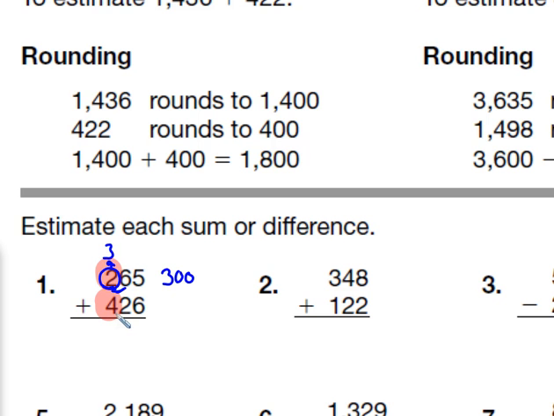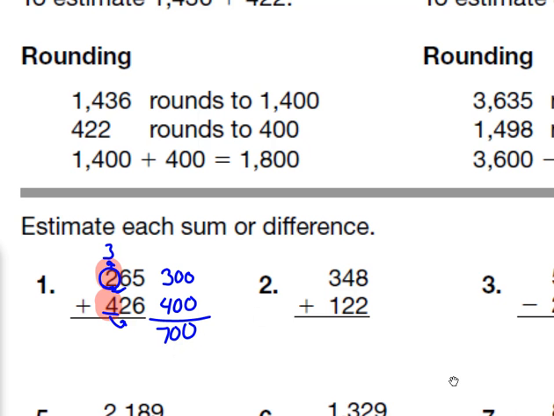Okay, the next number, we mark the space, look to the right. 4 or less will stay in rest. So since this is 4 or less, it will stay. The number we marked will stay at 4. So we're going to round this to 400. Okay, then we just add them up. 300 plus 400 is 700.